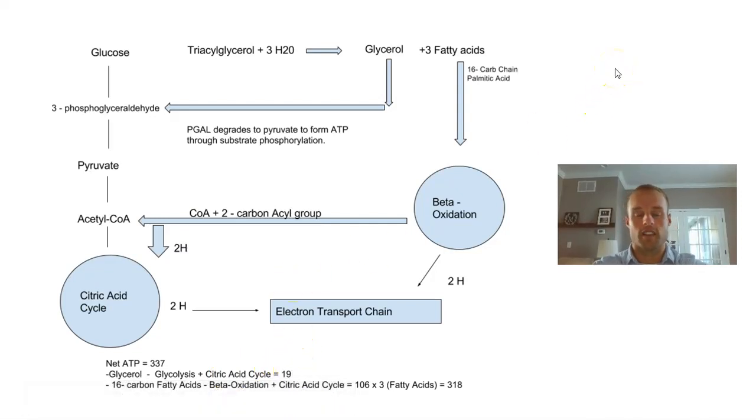Now our fatty acids, there's 3 of them to be exact. We have a 16 carbon chain of palmitic acid. This is going to have to get transferred down into beta oxidation. And what happens here is with a 16 carbon chain, we need to get it into an acetyl-CoA. An acetyl-CoA has 2 carbons that make up its structure.